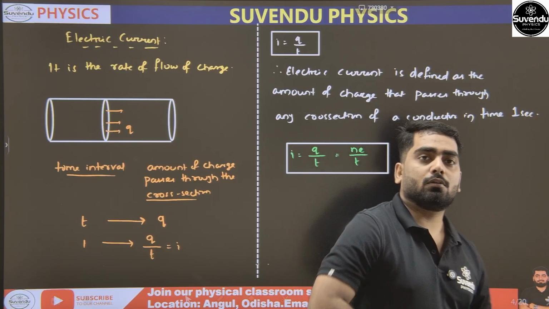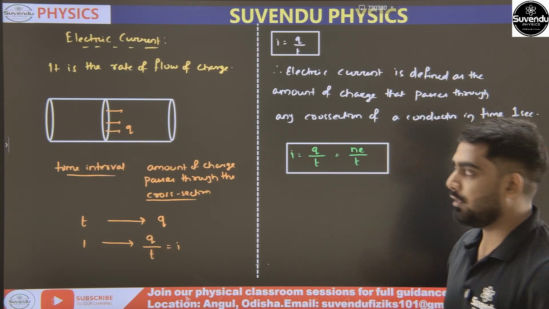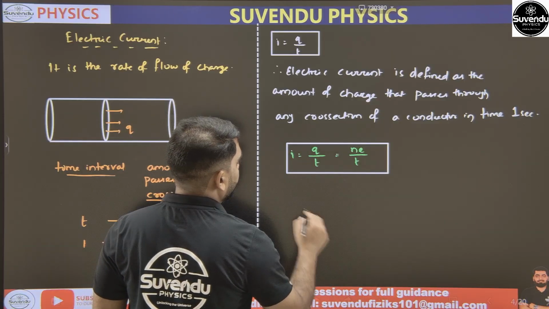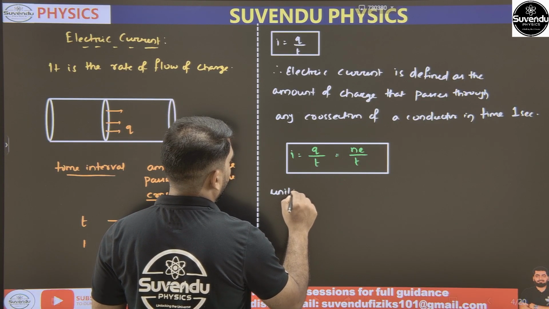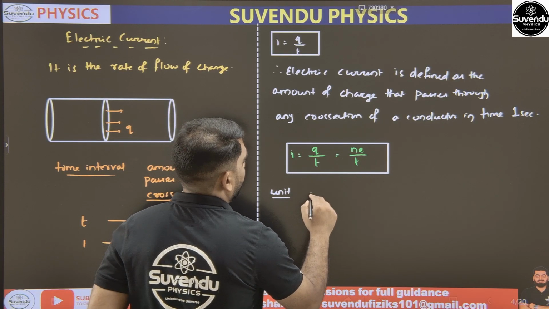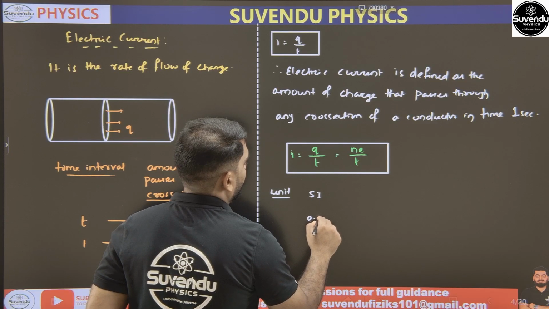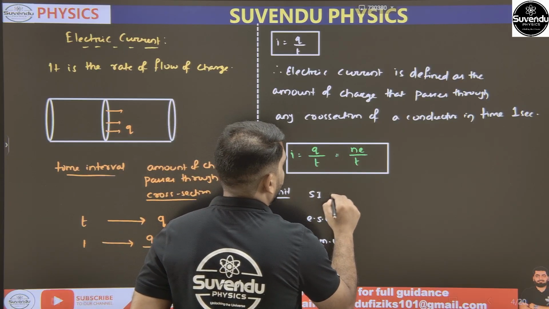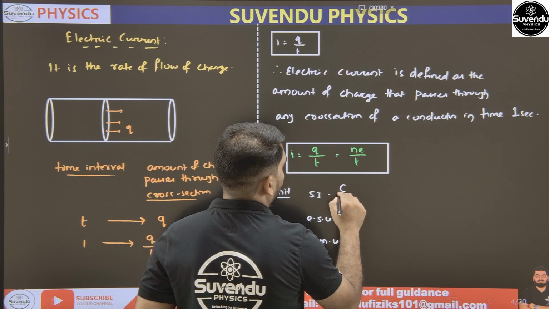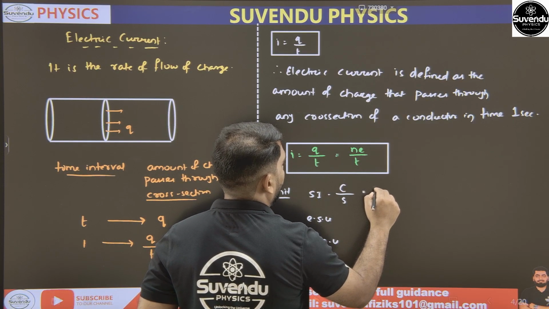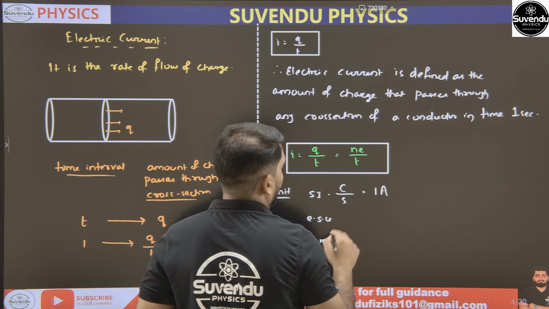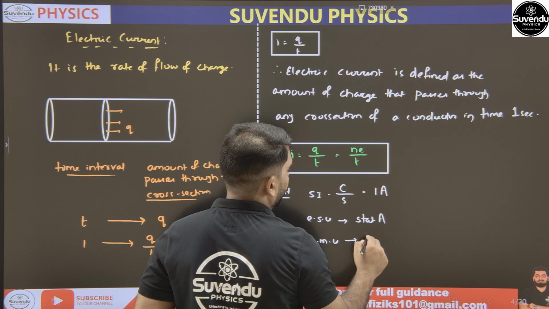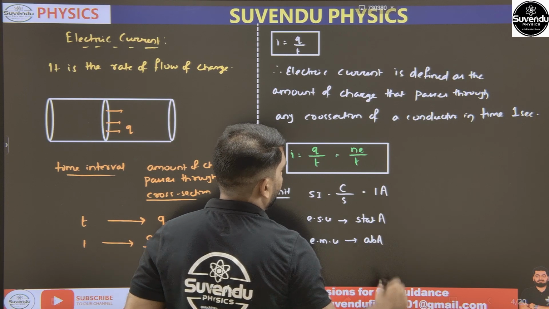Next, proceed towards the unit, dimension and nature of the quantity. First thing, what is its unit? Remember, there is the SI unit, the electrostatic unit and the electromagnetic unit. In SI, the unit is coulomb per second. It is called ampere. In electrostatic units, it will be stat ampere. And in electromagnetic units, it will be ab ampere.